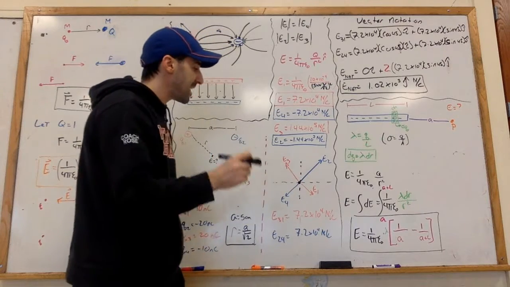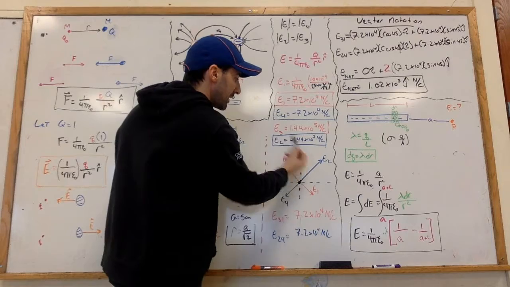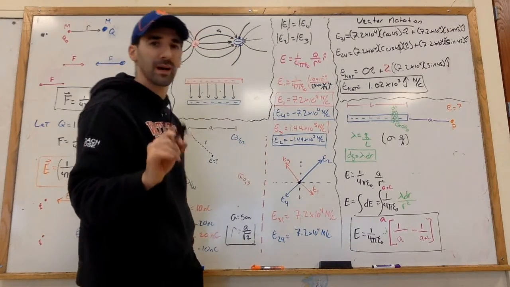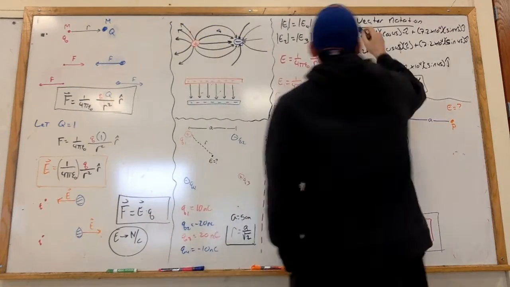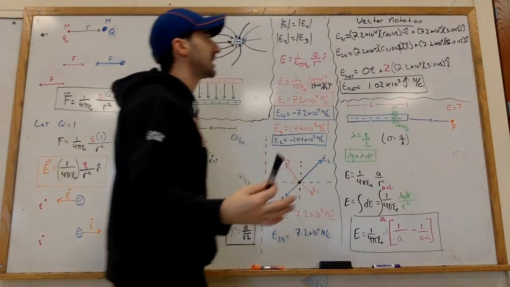So I know my net field is going to be up in this positive quadrant direction, probably in the straight up direction, but I'm not sure. How do I find out exactly what it is? I have to go to my vector notation. So vector notation, I wanted that in IJK notation.